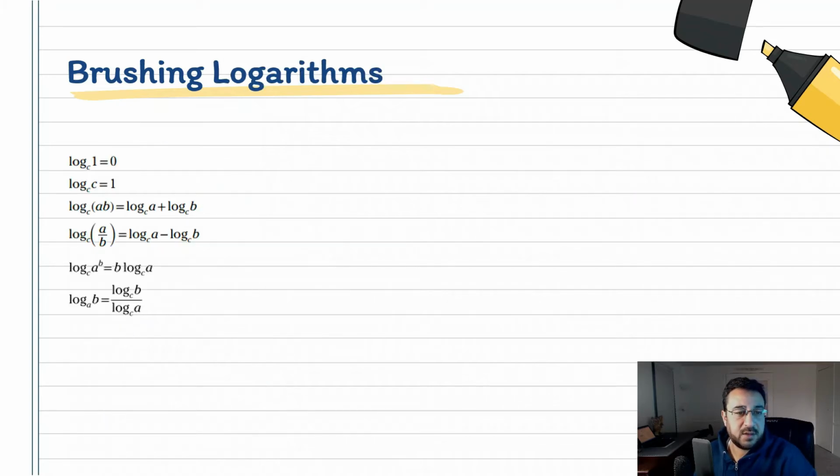If we want to revisit the logarithms, log c of 1 equals 0, log c of c equals 1. If you have log c of ab, you can distribute the log, in this case log c of a plus log c of b. If you have a division, log c of a over b, that's log c of a minus log c of b. Log c of a to the power b, the b can go in front, then you have b log c of a. Log a of b equals log c of b over log c of a.